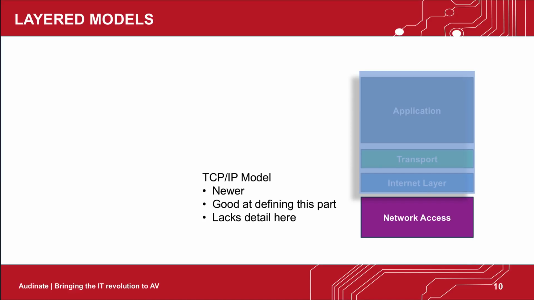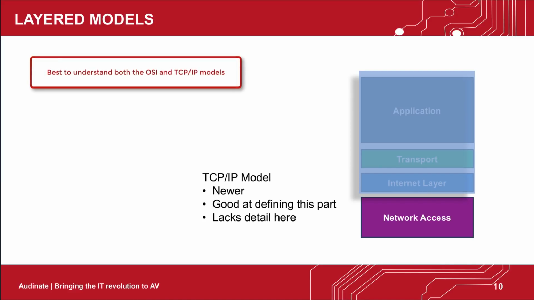So the key thing is, it's best to have an understanding of both models. If you're looking to focus on being a network engineer, then having a good understanding of the OSI model is better. If you're leaning towards the software application side, then understanding the TCP/IP model is better.